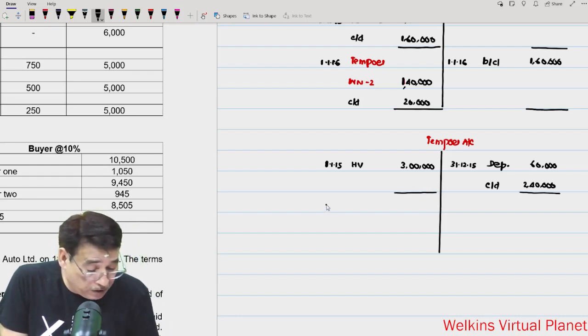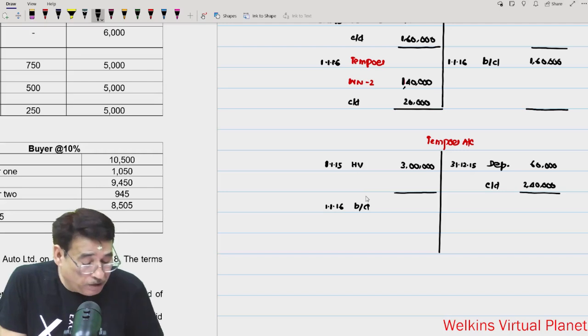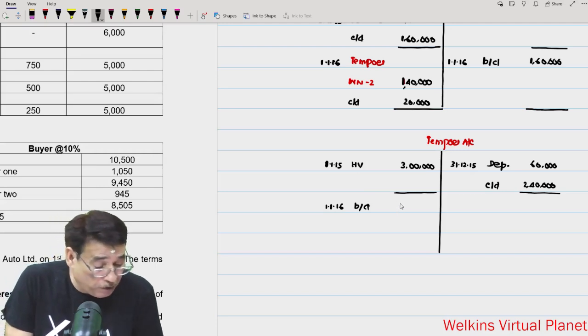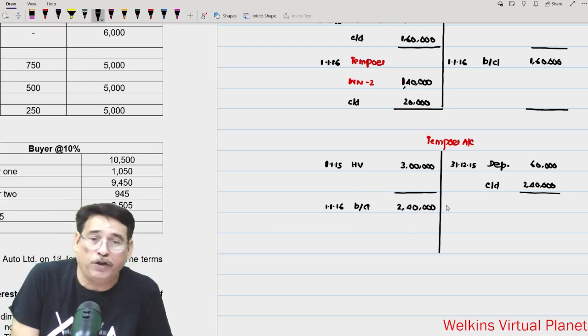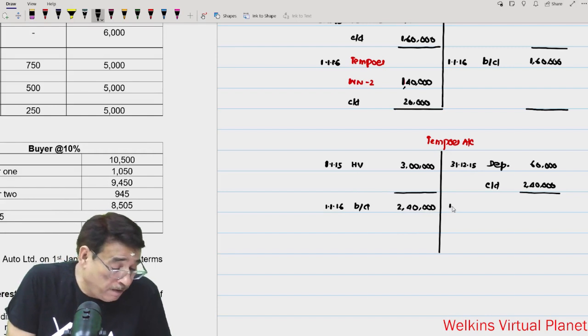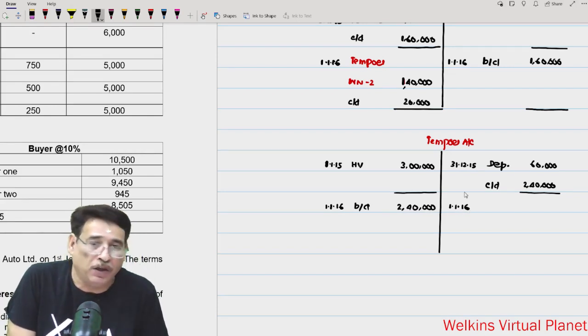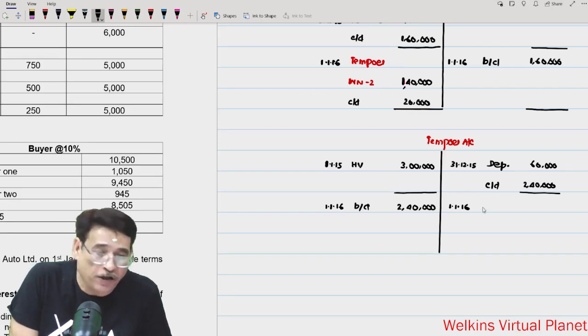Now I will write here on 1-1-2016, balance brought down, which will be equal to 2,40,000. Because the story is ending on 1-1-2016 itself, there is no question of providing depreciation as we normally do in the second year. Depreciation will be provided at the end of the accounting year, and we are on the very first day of the second year. So no question of providing depreciation.